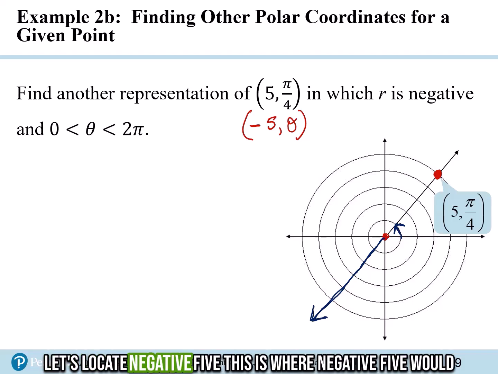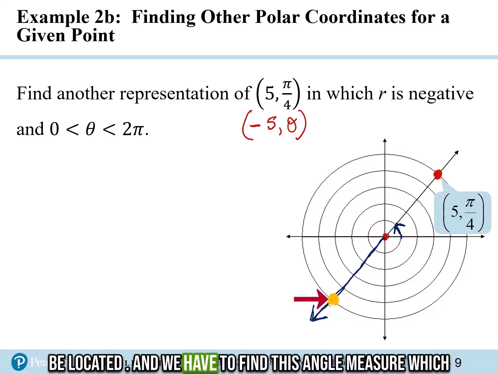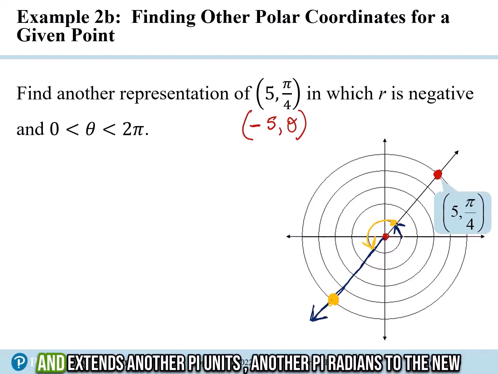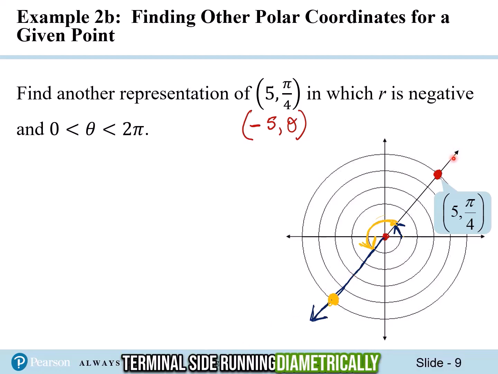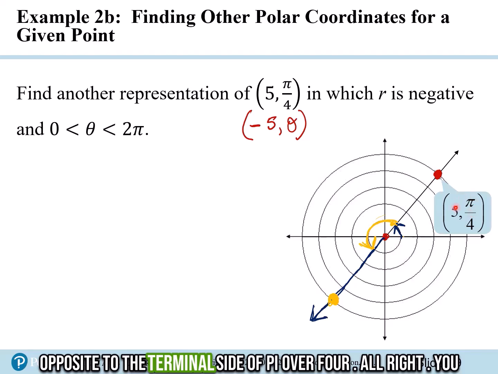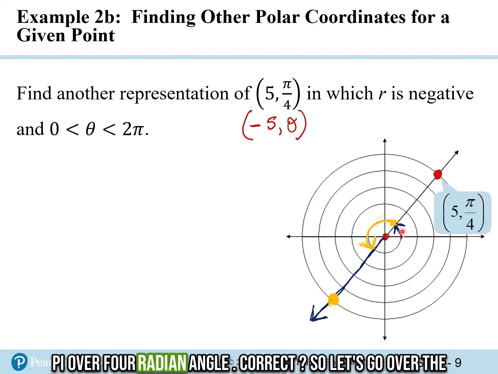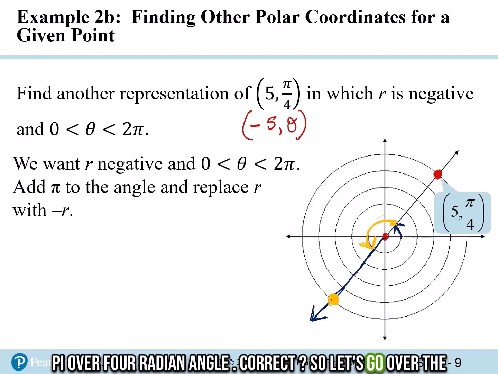So let's locate -5. This is where -5 would be located, and we have to find this angle measure, which starts from the polar axis. It should include the pi over 4 and extends another pi radians to the new terminal side running diametrically opposite to the terminal side of pi over 4. All right, you get it? Which means we have to add pi radians to our existing pi over 4 radian angle. Correct? So let's go over the steps.